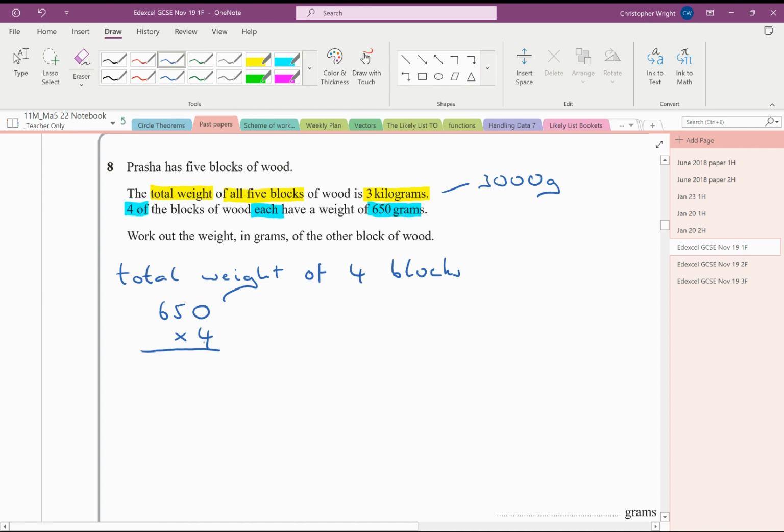You could double it and double it again. I'm going to do a multiplication sum. 4 6s are 24, plus the 2 is 26. So those 4 blocks weigh 2,600.